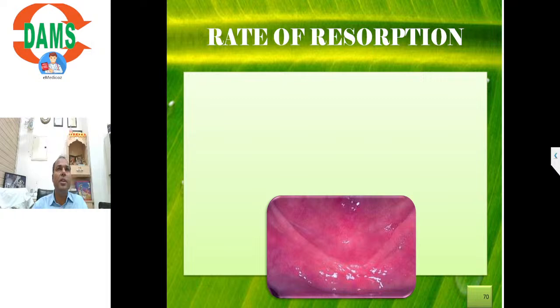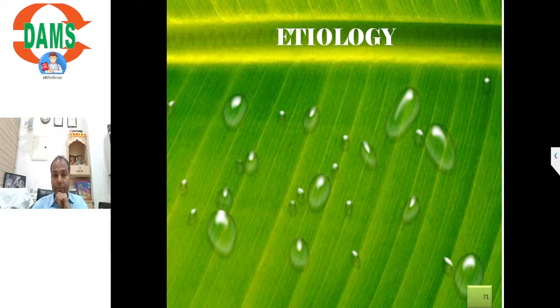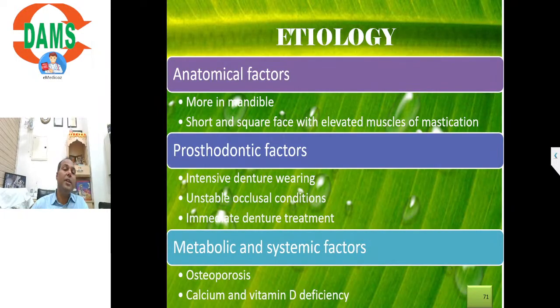Just do intentional root canal, reduce the height according to the space available for the overdenture, and then you can go for the overdenture treatment that will prevent the bone loss not only around the abutment but also between the abutments. So you can reduce the rate of resorption of bone, no doubt about it. There might be anatomical factors, prosthodontic factors, metabolic and systemic factors, if the patient is having osteoporosis, vitamin D deficiency, calcium deficiency.